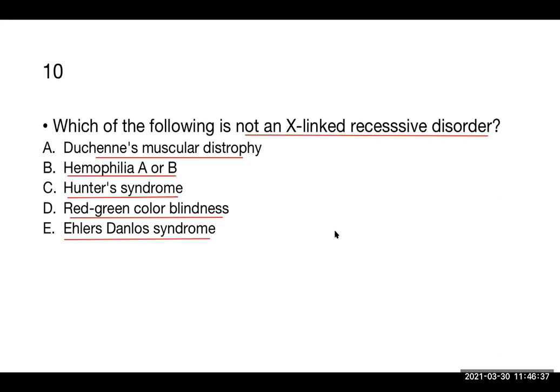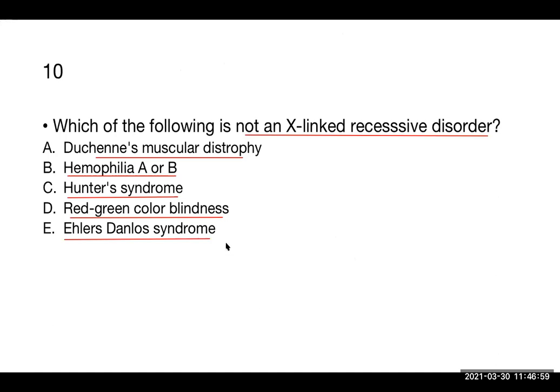Sir, I think it's Duchenne's muscular dystrophy. Okay, why? There is no reason, right? Yes, if you know, you know. If you don't, you don't. In this type of questions, probably reasons cannot be given properly.